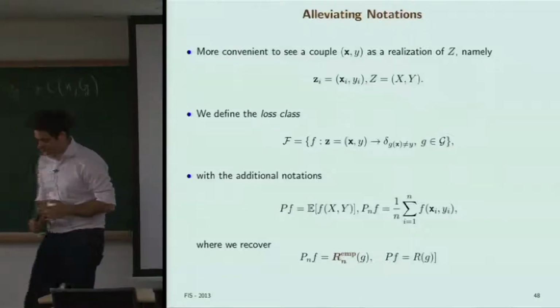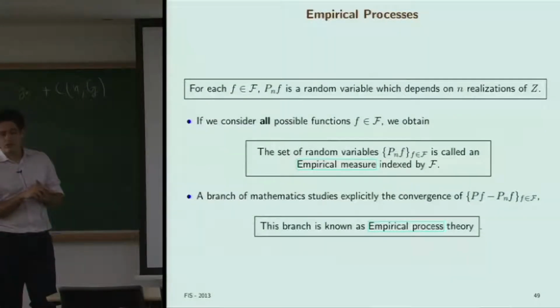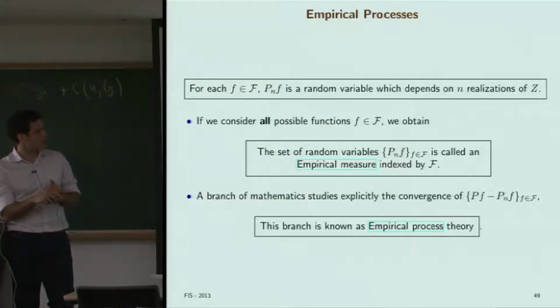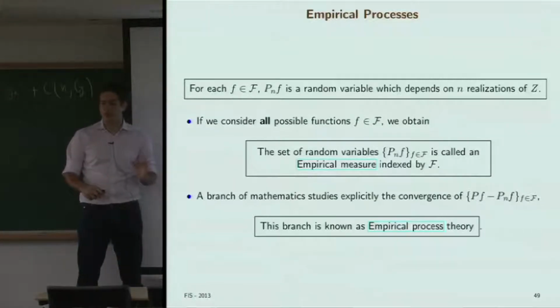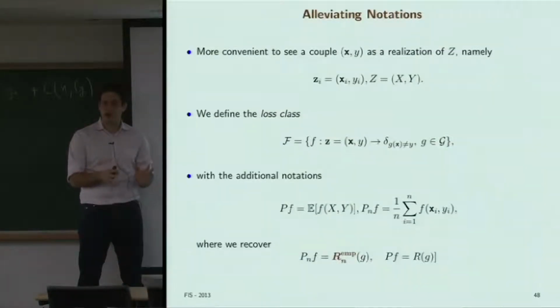So for each function f, Pn of f is a random variable which depends on n realizations of z. Okay. So this is probably one of the most important remarks that we need to make. In this context, randomness comes from the sample. Okay. We assume that each sample is a random sample. If I ask any of you to collect some data about the height and gender problem in Kyoto, I will have, I don't know, maybe you are 18 in the class, I will have 18 different samples.